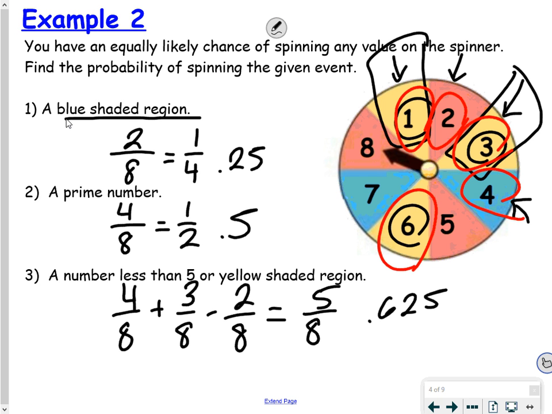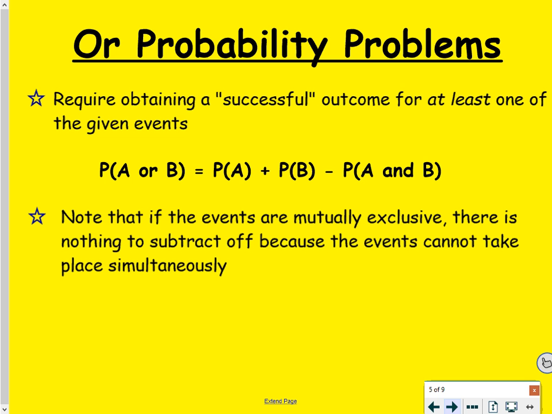All right, so this example is a good example to figure out what happens when some of those events have outcomes that are in common. So for our OR probability problems, they require obtaining a successful outcome for at least one of the given events.